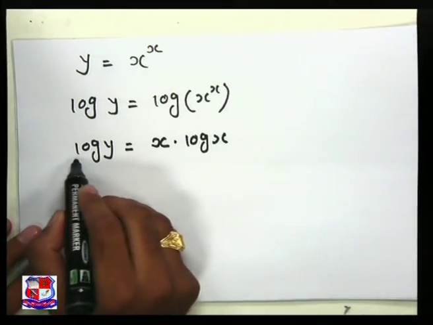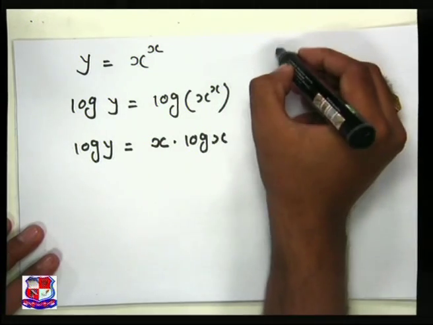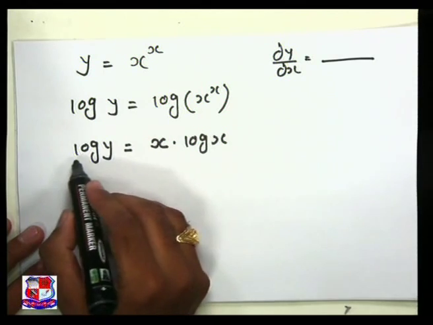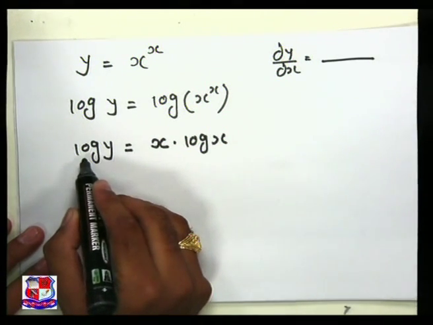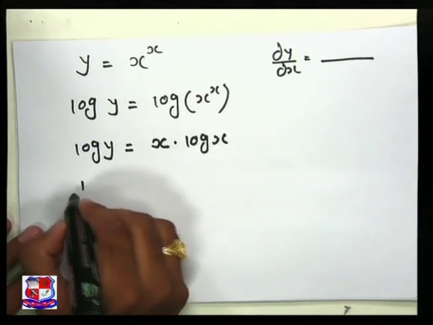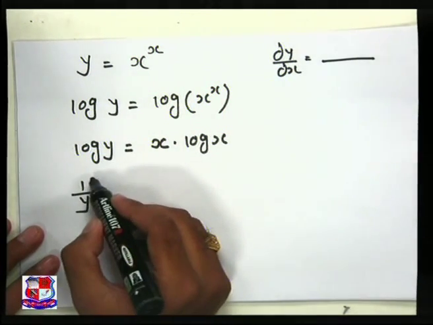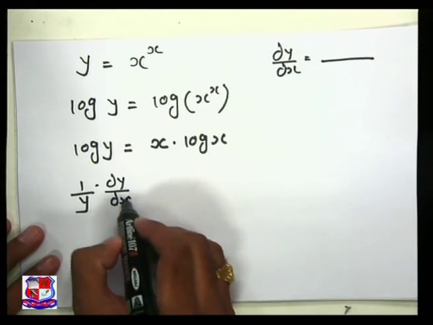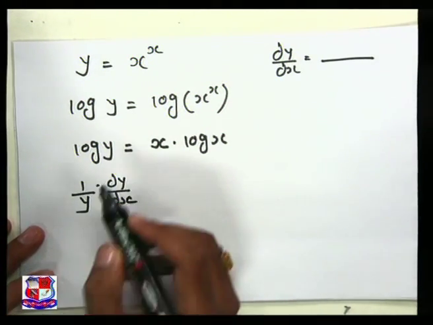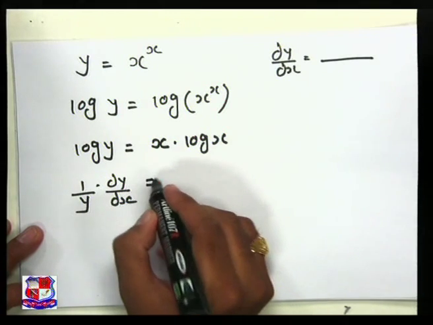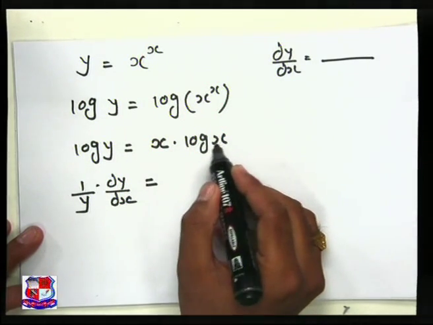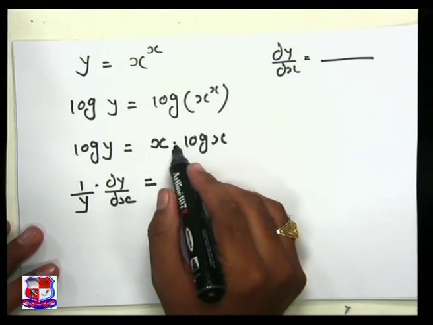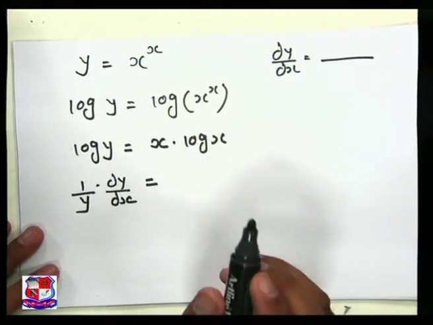Now we want to find the differentiation dy by dx. Here we have y, but here log. So log differentiation is nothing but 1 upon y multiplied by dy by dx, with the equal sign as it is. Here x and here x, both terms contain x with a multiply sign, so use the multiplication rule to find the differentiation.